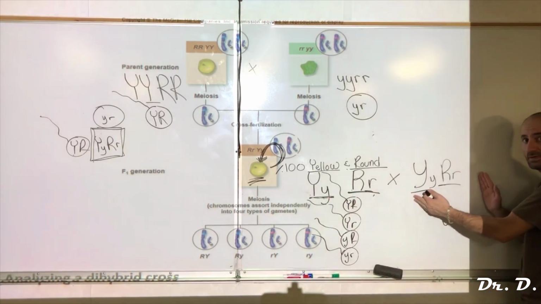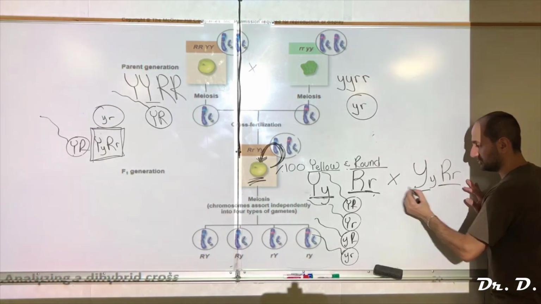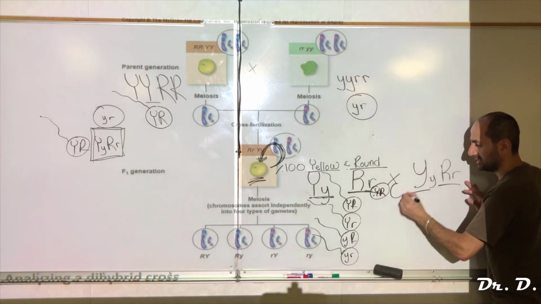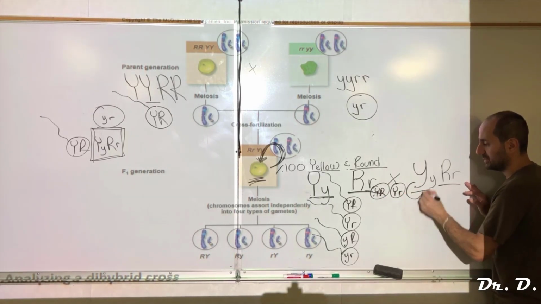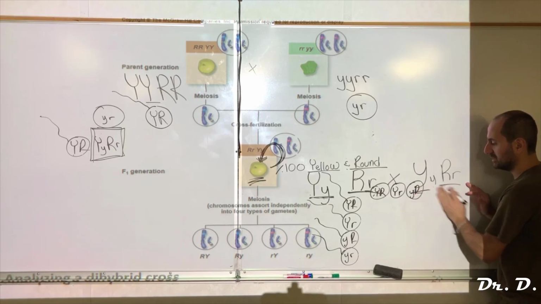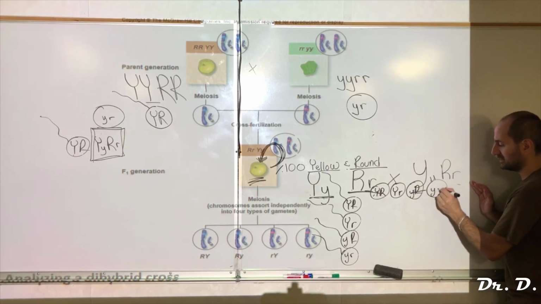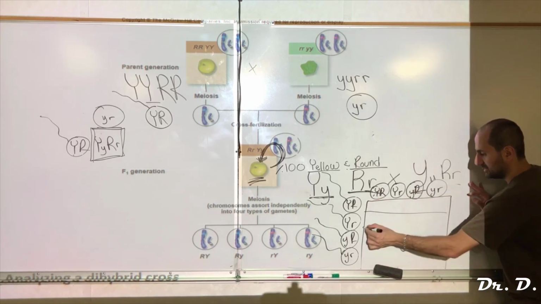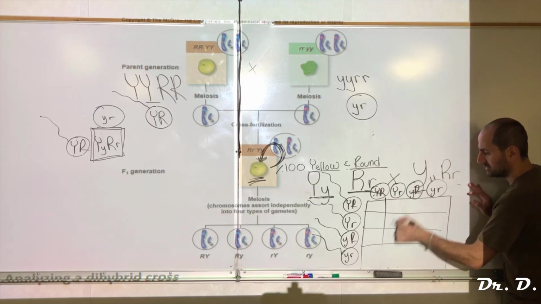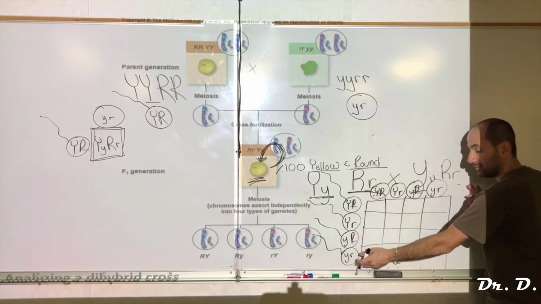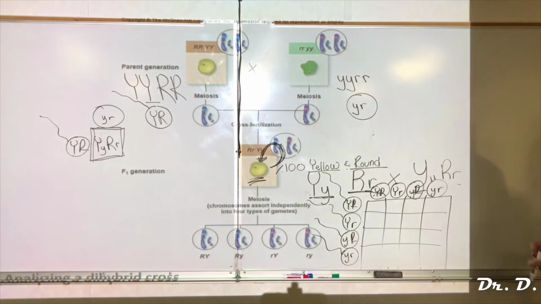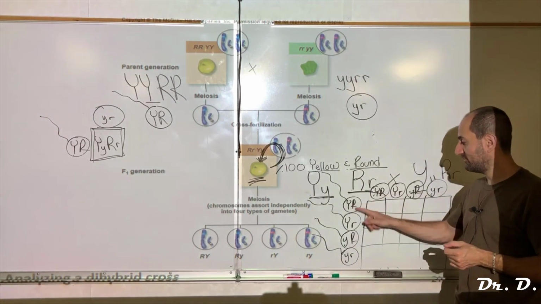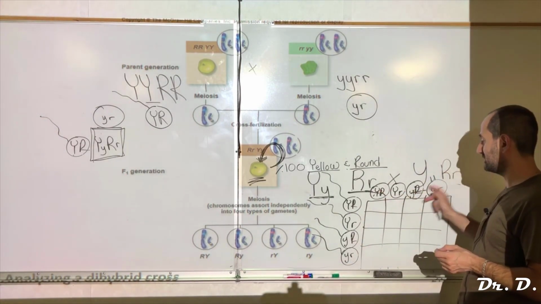And if you're also the mom, well then, those are the exact same types of eggs you can make. Big Y, big R egg, big Y, little r egg, little y, big R egg, I'm sorry, it's getting messy, and little y, little r egg. So how is your square going to look? Your square is going to look like a 4 by 4, 16 total squares in this cross for the dihybrid cross, because you have 4 different types of sperm and the same 4 different types of egg.